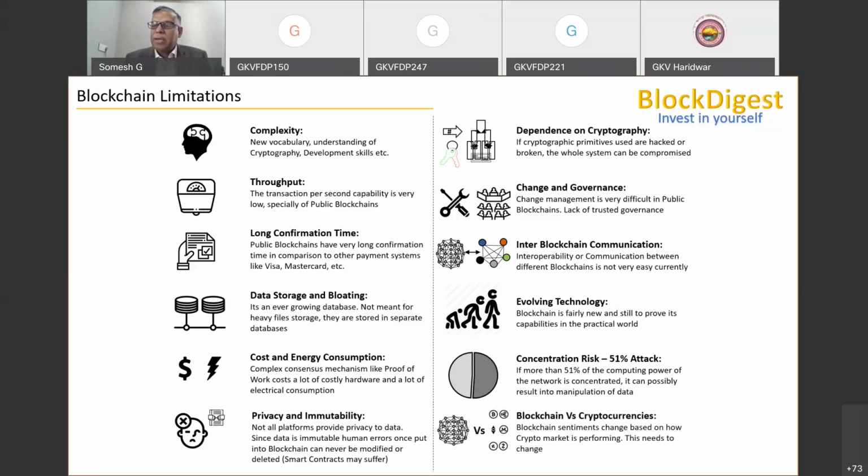And blockchain technology, while it is joined at the hip with cryptocurrencies, the two are different. The cryptocurrencies are the more glamorous, more sexy kind of technology, and blockchain has not got its due so far. So those are the limitations.